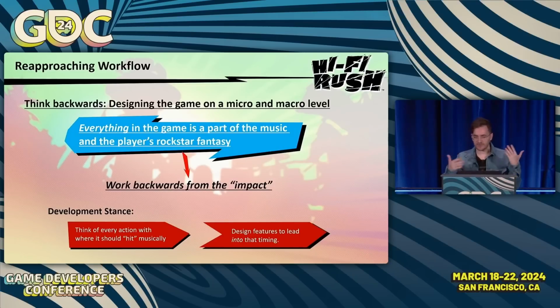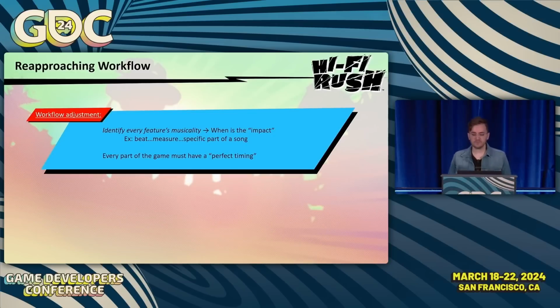So to do this, we had to rethink how we would design features in the game and adjust our workflow. Almost every aspect of the game was synchronized to the music, and we needed to know what musical timing we wanted to hit. Sometimes it would be a single beat. Sometimes it was the beginning of a measure of a part of the song. And sometimes it was a specific part of a song, like a guitar solo or the chorus kicking in or something like that. So everything in the game had an ideal timing of when it would occur.